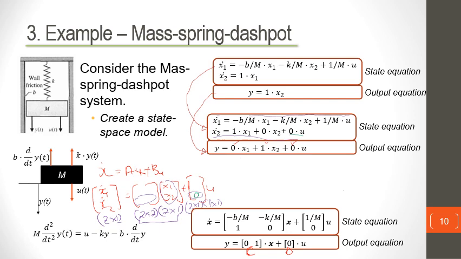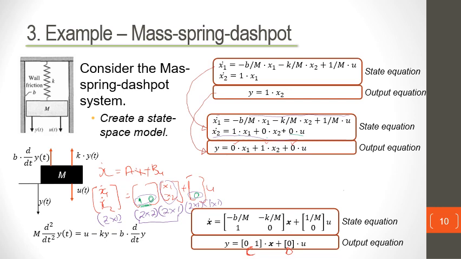And then for this row, we have the coefficient of x1. Coefficient of x1 is 1, so we'll have 1 here. The coefficient of x2 is 0, so we'll have 0 here. So that makes the bottom row of the A matrix.